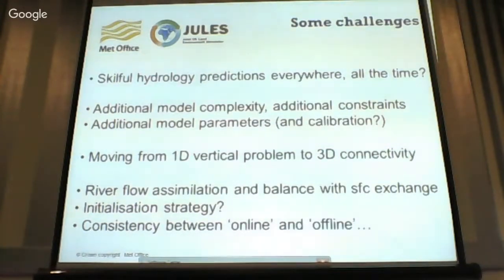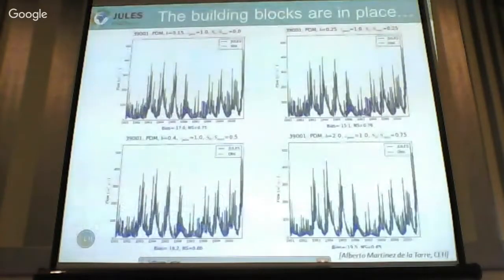For river flows, it's less well developed. And JULES, like many land surface models, can run online and offline. Research offline doesn't necessarily translate so well into online mode. So there are many challenges and it's still very much work in progress. The optimistic note is the building blocks are essentially in place, as well in place as in most other hydrological modelling systems.